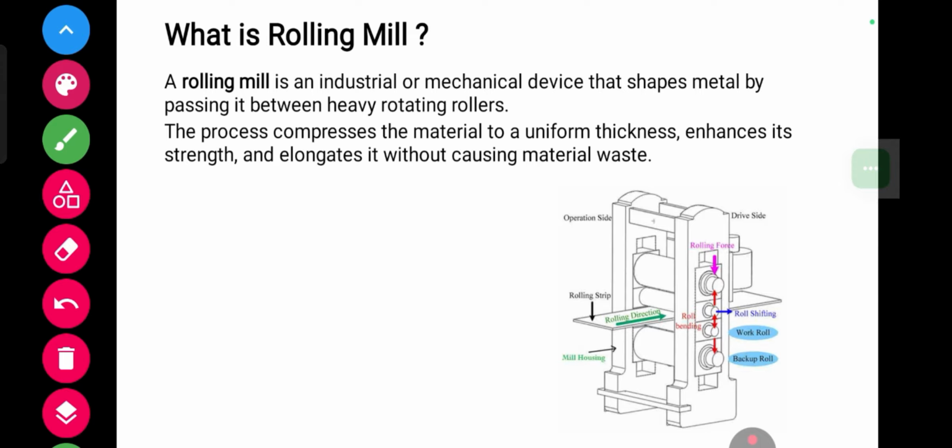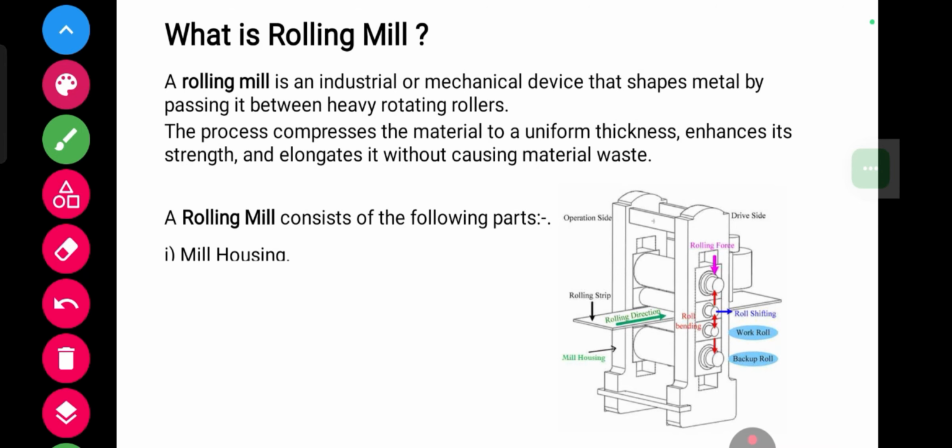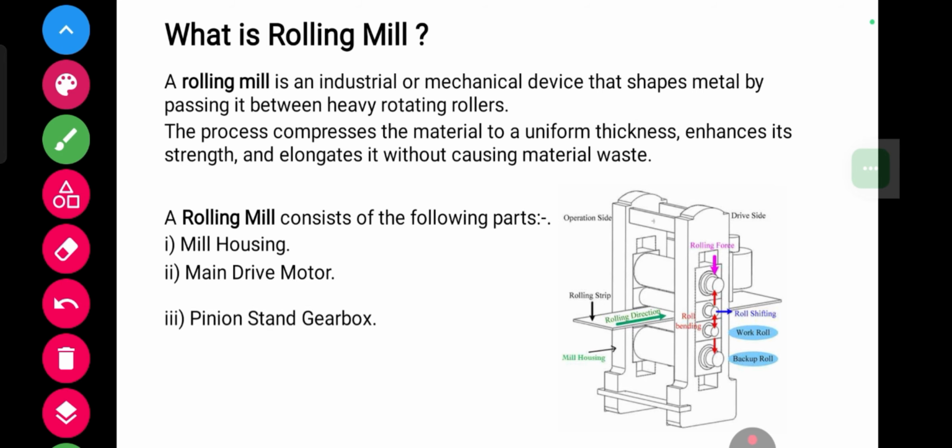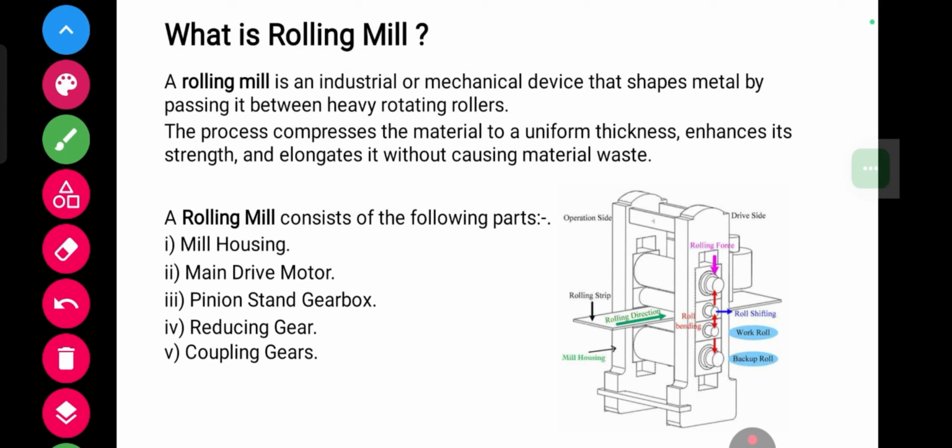Now let's look at the parts of the rolling mill. A rolling mill consists of the following parts. Number 1 is mill housing. Number 2 is main drive motor. Number 3 is pinion stand gearbox. Number 4 is reducing gear. Number 5 is coupling gears and flywheel.